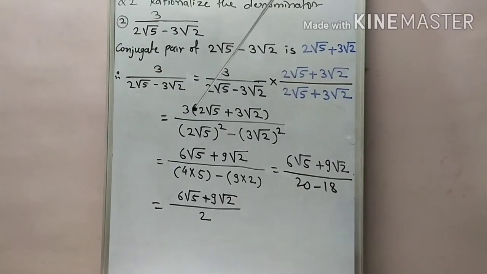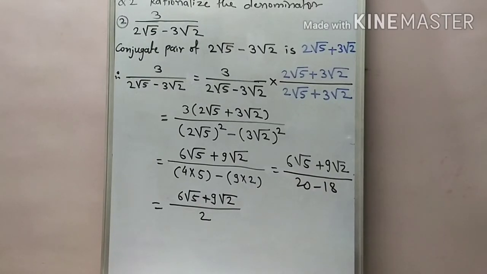Understood this? 3 2s are 6 root 5 plus 3 3s are 9 root 2, and in the denominator, the square of 2 root 5 means what? Square of 2 is 4, square of root 5 is 5, 4 into 5, minus, again the same, square of 3 is 9 into the square of root 2, which is 2. So we solve the denominator: 4 5s are 20 minus 9 2s are 18, and the subtraction 20 minus 18 is 2. We keep the numerator as it is because these are not like surds. So this is the answer, the rationalization of the denominator.